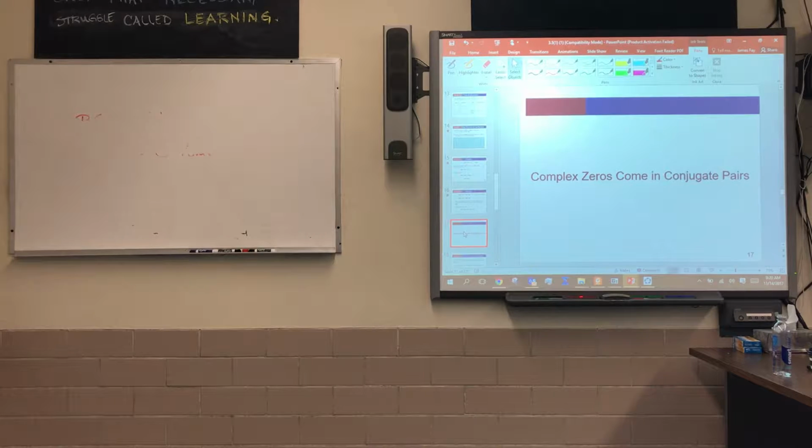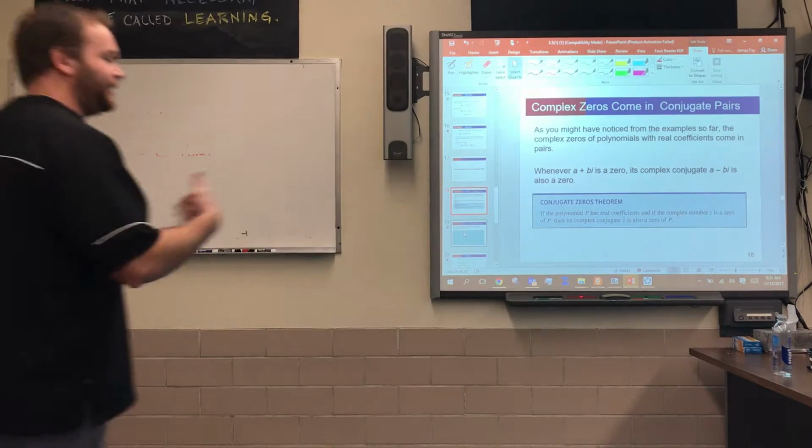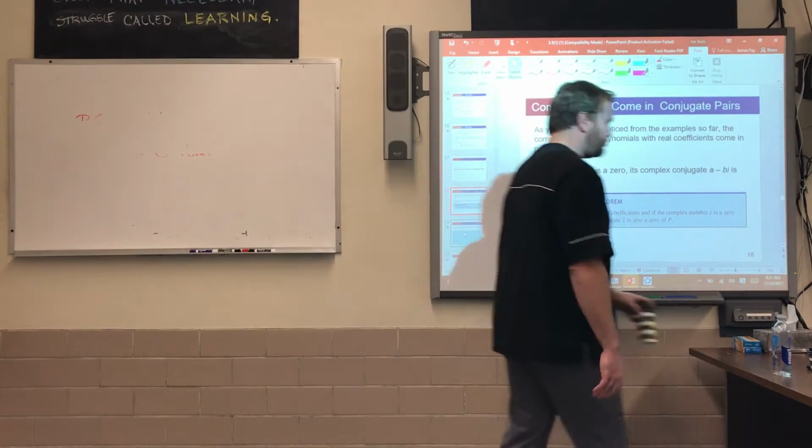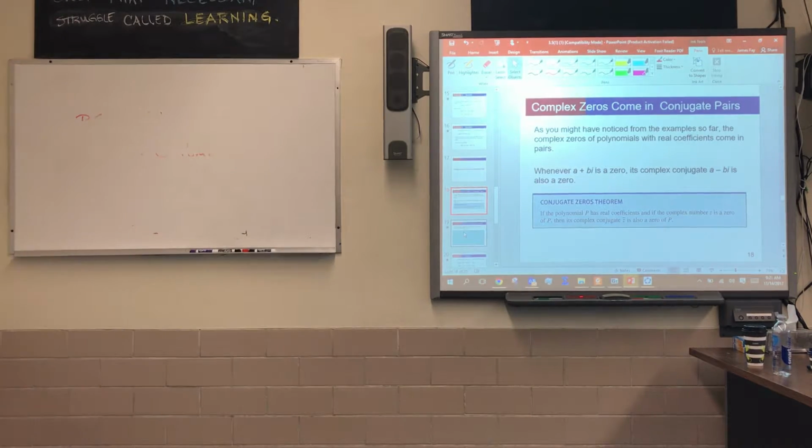And it's called the complex zeros conjugate theorem. And all it says is that if the polynomial p has real coefficients, okay, and if the complex number z is a zero, so we end up finding that 2 plus i is a zero, then its conjugate is also a zero. Does that make sense? Okay.